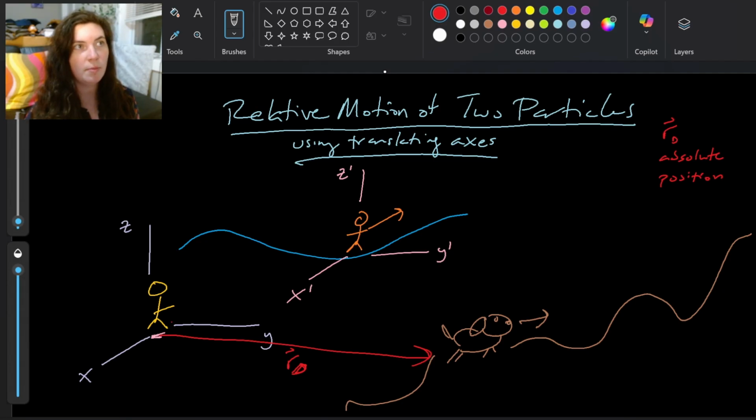Likewise, from our man who's not moving to the running man, straight line vector, I'll call this the position of A for A man.